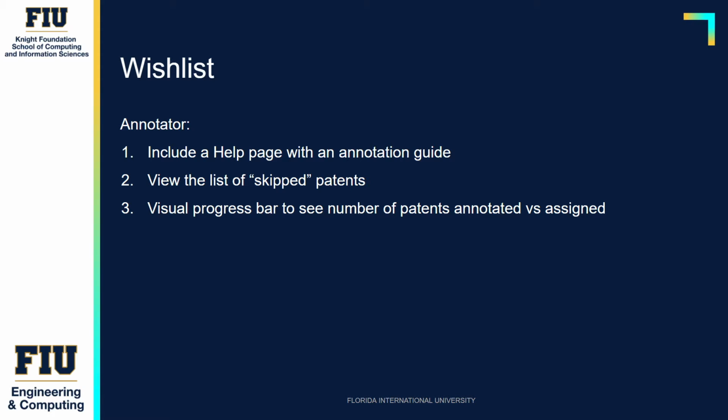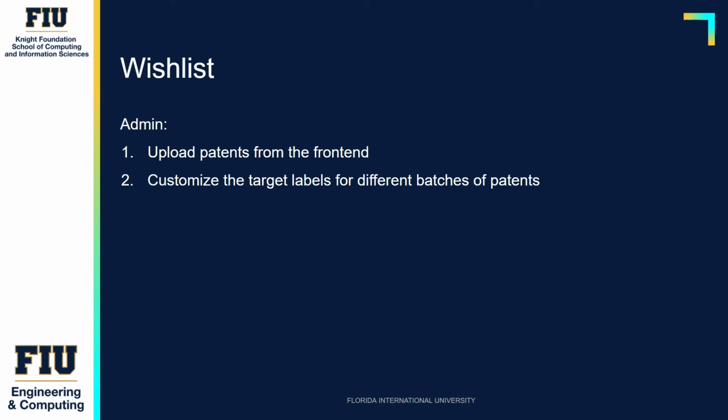The final thing for the annotator right now would be to add a visual progress bar to see the number of patents annotated versus assigned. This is different from the shortcomings that Angelo mentioned about the notification of feedback. This is, however, just to see the number of patents that were assigned to them versus how many of them they already annotated.